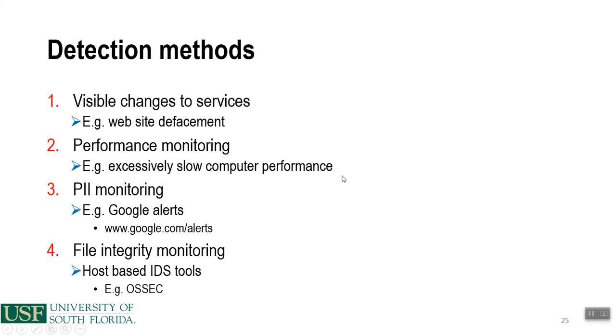Is your computer performing excessively slow? Is it very, very slow? Are there different resources running that you've not seen before? These could all be telltale signs that it's been used as a bot, or there's some sort of virus on there, and so on. PII monitoring, so being able to go on Google and seeing any sort of alerts that are coming up about your personally identifiable information.